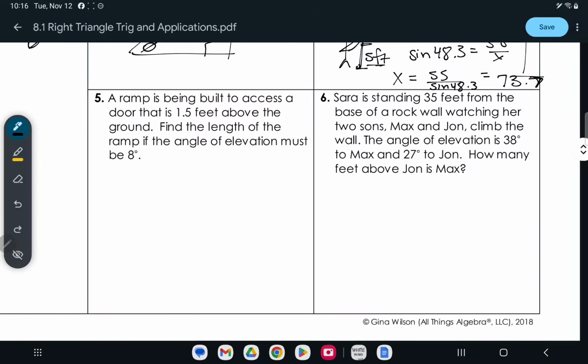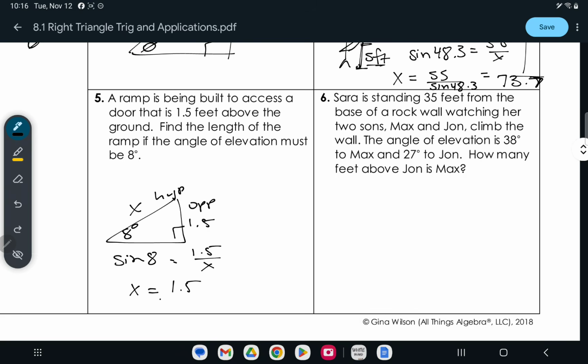Right. A ramp is being built to access a door that is 1.5 feet above the ground. Find the length of the ramp if the angle of elevation must be 8 degrees. So there's my ramp, 1.5 feet above the ground, 8 degrees, and we want the length of the ramp. So opposite and hypotenuse, so sine of 8 is 1.5 over x. X is 1.5 over sine of 8, which gives 10.8 feet.